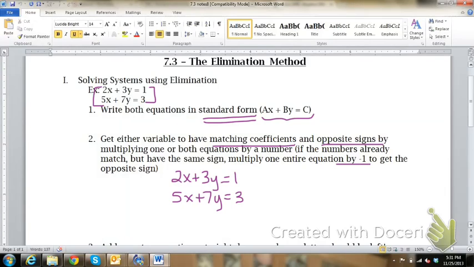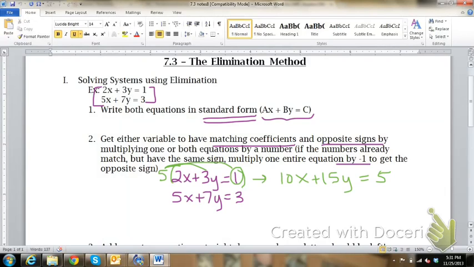So what I'm going to do is, what do I have to multiply, or what do 2 and 5 both go into? Well, I can make both of these a 10. If I multiply the top row by 5, I'll distribute to everybody in the row. So that's going to be 10x plus 15y equals 5. Don't forget to multiply the number on the end. A lot of people forget that, and it'll mess up your whole answer.